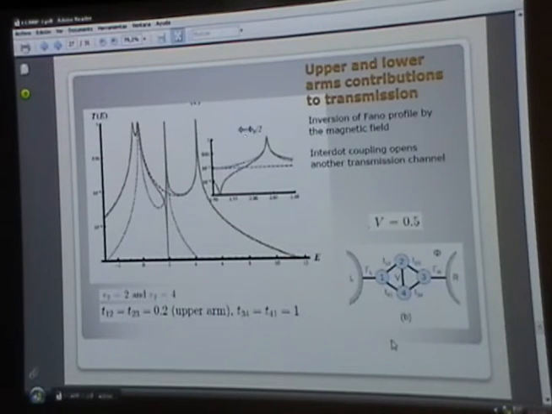If I take now the magnetic field to have the quantum of flux, again I have an asymmetric profile in this energy, almost the same energy as before, which corresponds basically to the side coupled quantum dot. This is almost a side coupled quantum dot because the lower arm is much stronger than the upper arm. But in this case, you see that the anti-resonance is at the left. That means at lower energies than the peak of resonance.